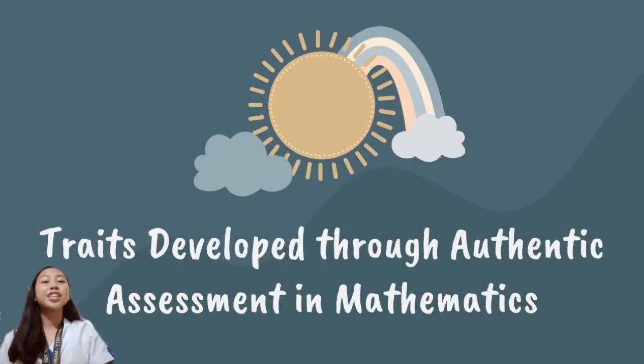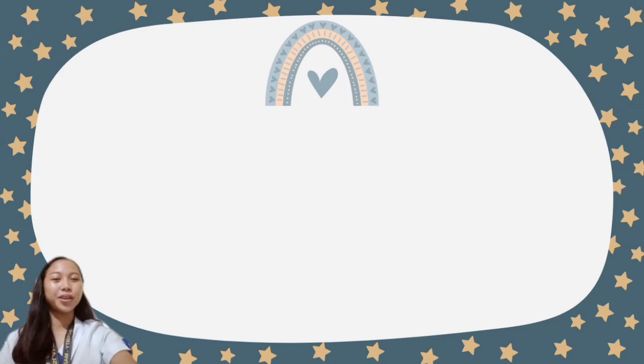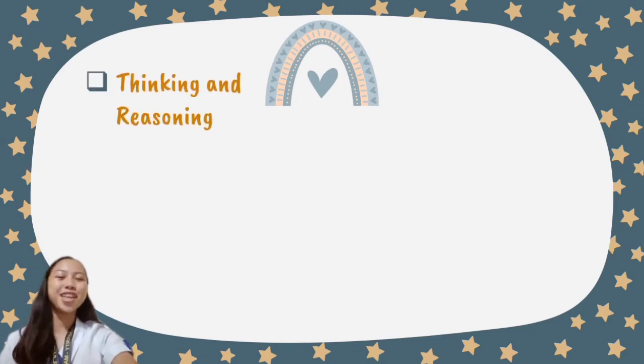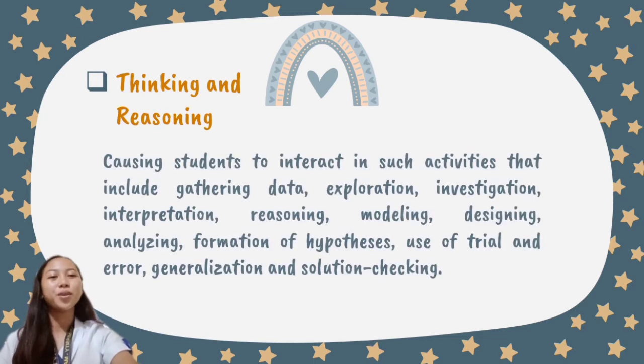So, there are traits developed through authentic assessment in mathematics. Let's tackle them one by one. One of the traits developed in authentic assessment in mathematics is thinking and reasoning. This causes students to interact in activities that include gathering data, exploration, investigation, interpretation, reasoning, modeling, designing, analyzing, formation of hypotheses, use of trial and error, generalization, and solution checking.